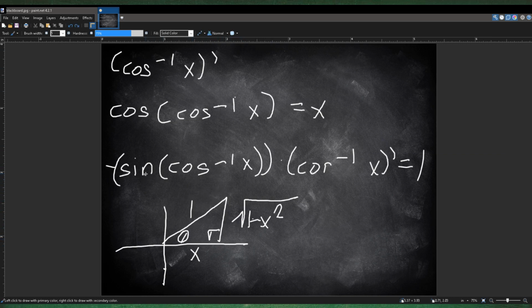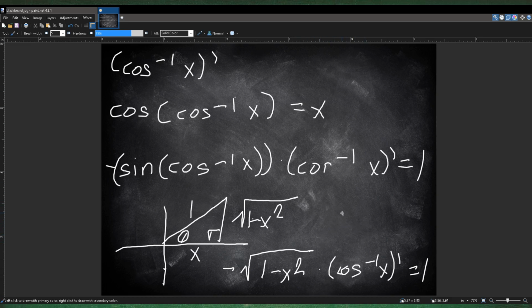Now, because inverse cosine of x is theta, the sine of theta is equal to opposite over hypotenuse, so square root of 1 minus x squared divided by 1 is just square root of 1 minus x squared. So this entire thing simplifies to negative square root of 1 minus x squared times the derivative of inverse cosine of x, which is equal to 1. So you just reverse the equation.